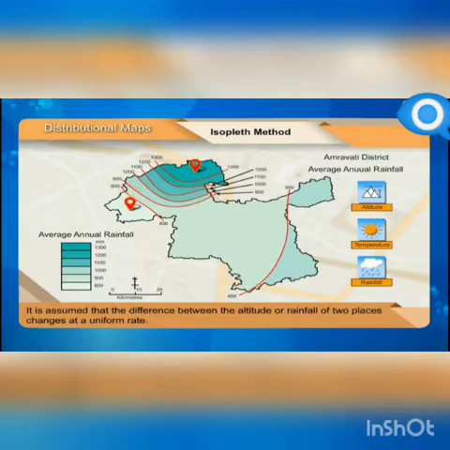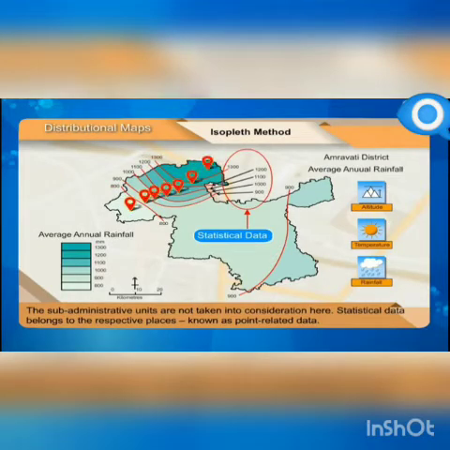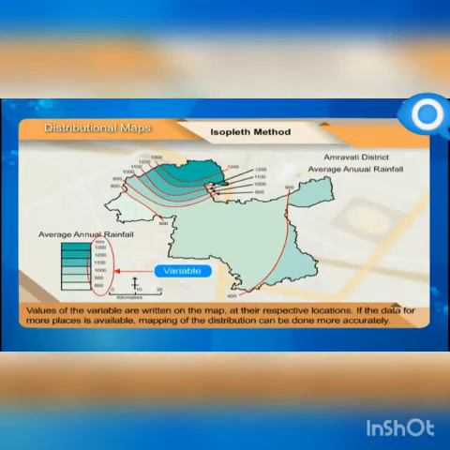It is assumed that the difference between altitude or rainfall of two places changes at a uniform rate. The sub-administrative area is not considered over here. Statistical data belongs to the respective place. They are known as point-related data. At a particular point, the value is different. Values of the variable are written on the map at their respective locations. If the data for more points is available, mapping of the distribution can be done more accurately.